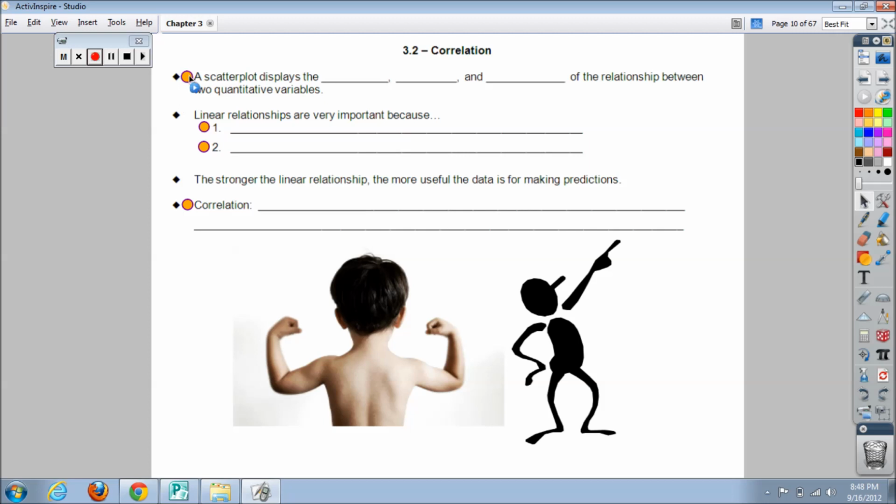Alright, so a scatter plot displays direction, form, and strength of the relationship between two quantitative variables. Cannot be categorical at all. Must absolutely be quantitative.